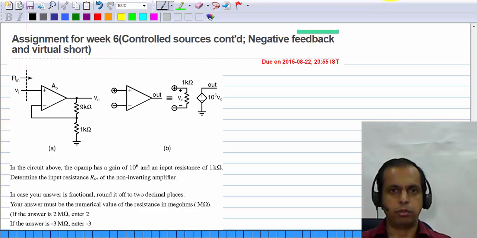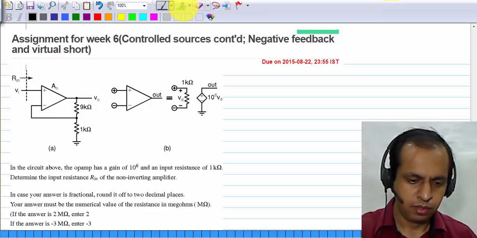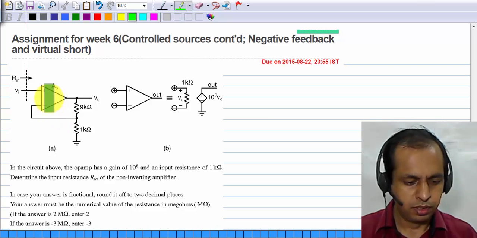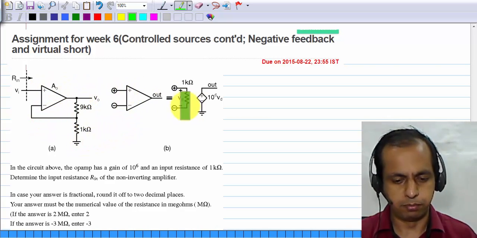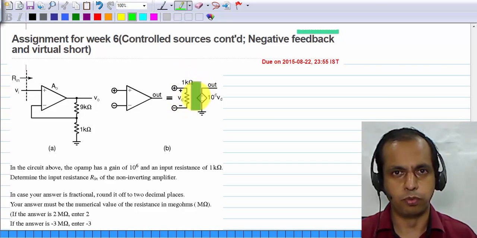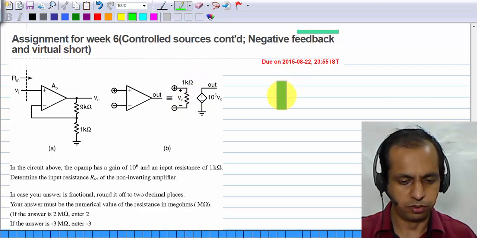Now we'll look at the problems in the sixth assignment. The very first problem is a regular non-inverting amplifier, except that the op-amp has an input resistance of 1 kilo ohm, which looks like a very low value.